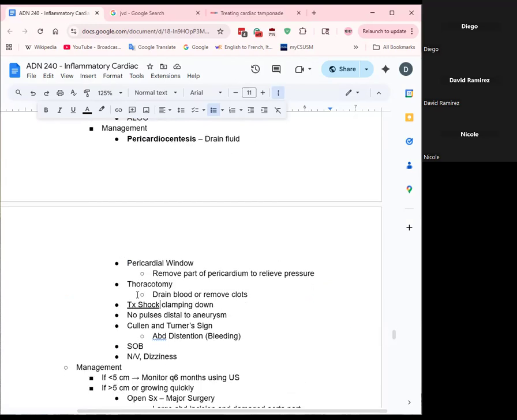Other considerations include not having any pulses, distal pulses, due to an aneurysm. So if you're having that buildup of pressure, maybe something bursts or ruptures, and you might have internal bleeding.